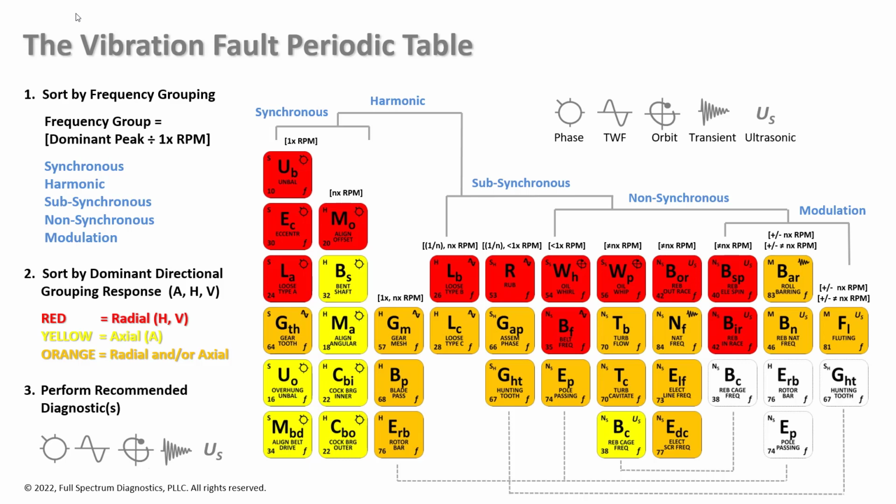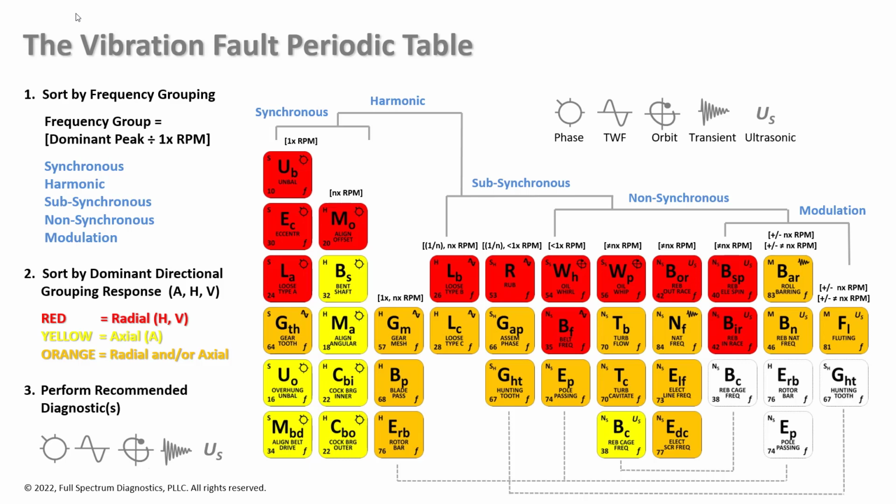Our first step is to logically sort these faults for frequency content. This means we define how the fault relates to the shaft rotational speed. If the dominant response is at shaft turning speed, our fault is synchronous. If the response is an exact multiple of shaft speed, our fault is harmonic. If the dominant peak is less than shaft speed, it's subsynchronous.